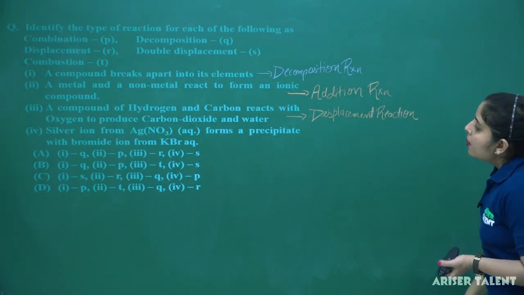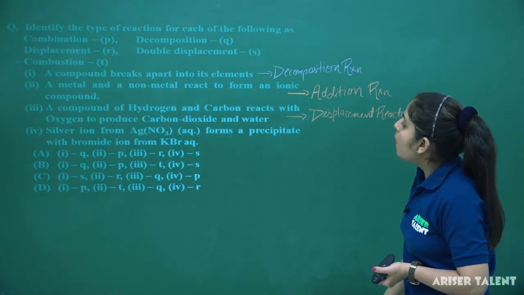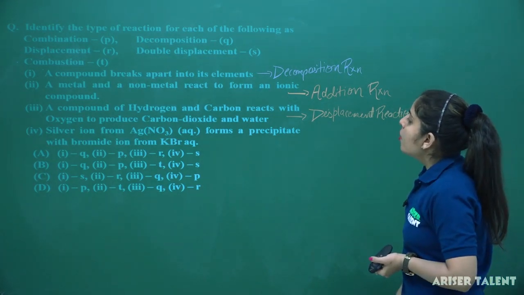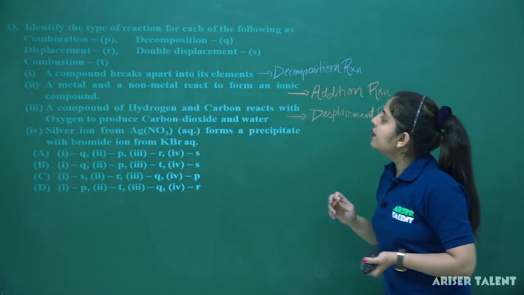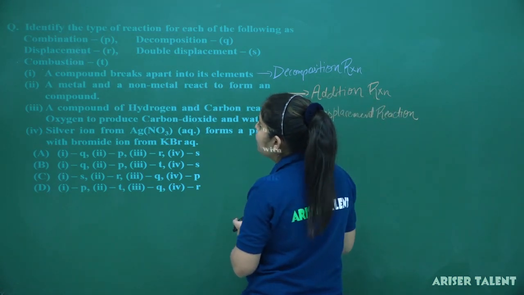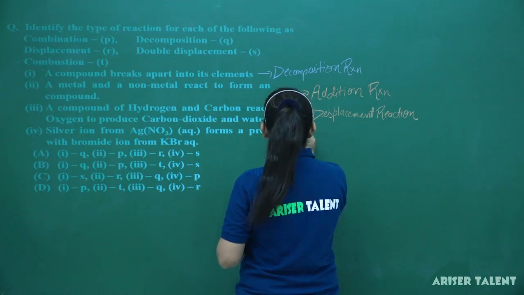Now, our next question is, silver ion from AgNO3 forms a precipitate with bromide ion from KBr aqueous solution. So, silver nitrate is forming a precipitate in this equation. So, we can consider it in the category of double displacement. This kind of equation will be the double displacement reaction.